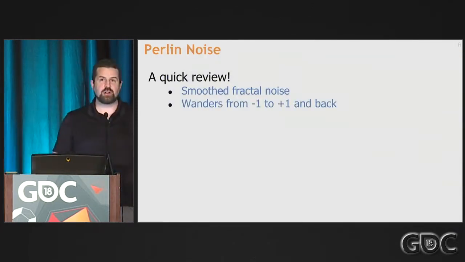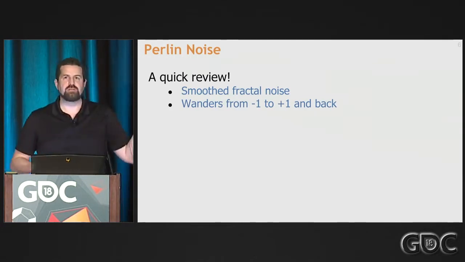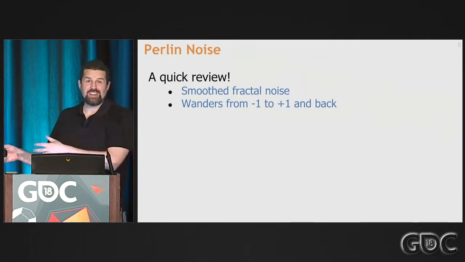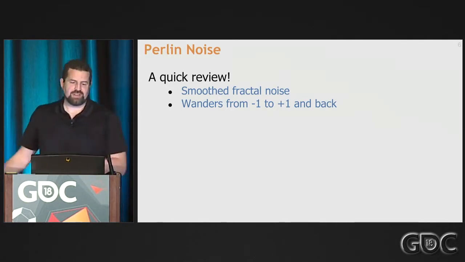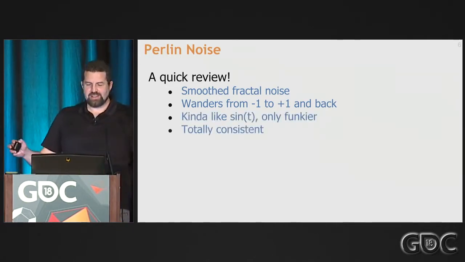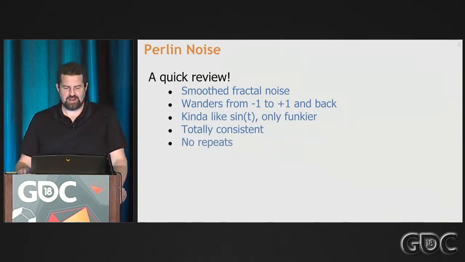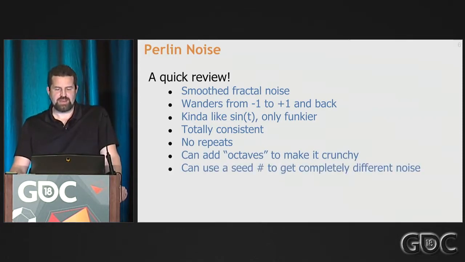Like the sine or cosine function, it just wanders from -1 to 1 and back, but in a weird way, because it's based on that awkward raw noise stuff that I mentioned. So it's kind of like sine, only funkier. It's totally consistent. If you plug it in, you'll always get the same values out. It never repeats. You can add octaves to make it crunchy.